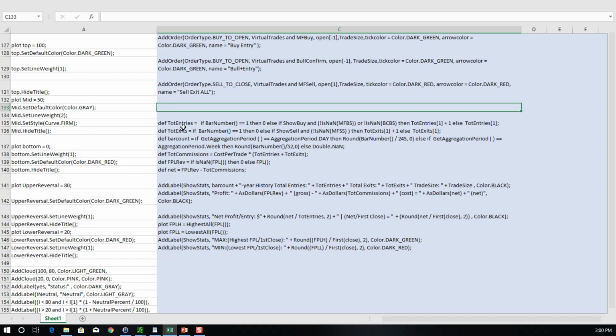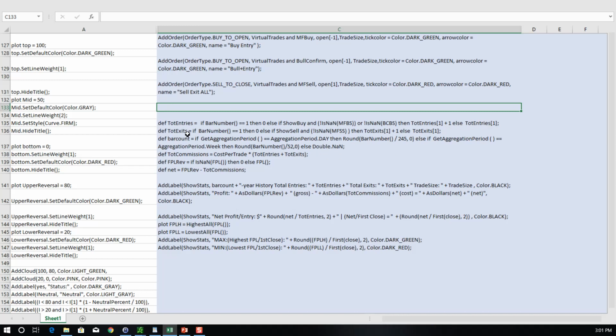So we're going to define the total entries equals, if this is bar number 1, then there are no entries. We kind of initialize our variable that way. And then if show buy, and if market forecast buy signal is an actual number, or the bullish confirmation buy signal is an actual number, then we take our prior total entries and we add one to it because we just had another entry if one of these is true. Otherwise, if one of these is not true, we just bring forward our prior number of total entries and carry it forward to the next bar.